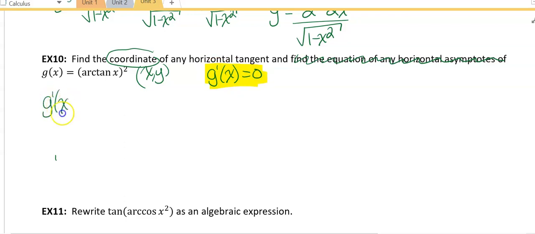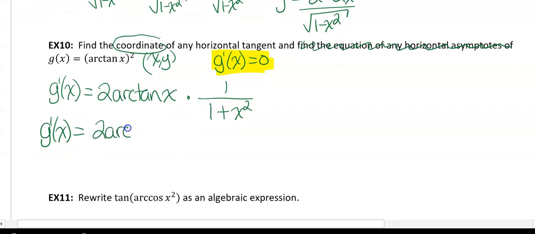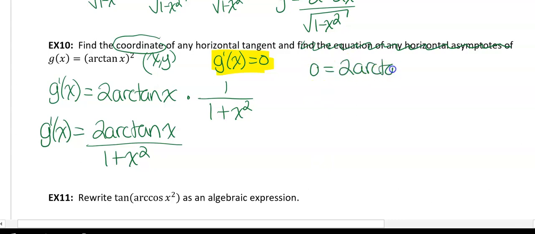So g prime, this is going to be a chain rule. So we have the derivative of the outside, 2 arc tangent x, times the derivative of the inside. The derivative of the inside is 1 over, luckily there's no weirdness, it's just arc tangent x, so 1 plus x squared. I can put that together: 2 arc tangent x over 1 plus x squared. We know that we have to set this equal to 0, but it's actually just the numerator. Okay, divide both sides by 2. So we have 0 equals arctan of x.